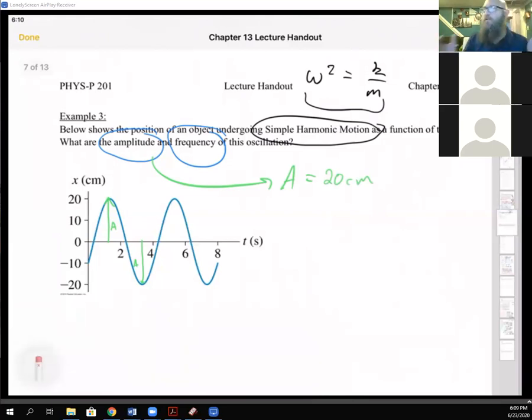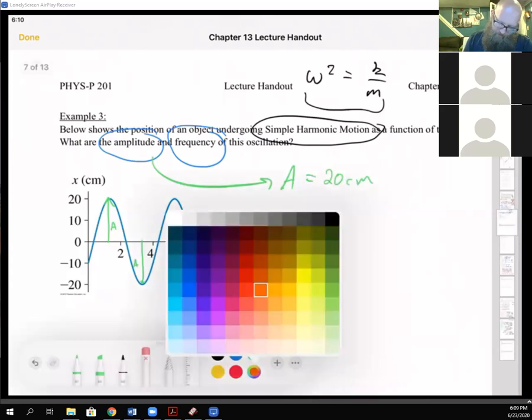Right? Read directly off the graph. And what's the frequency of the oscillation? Frequency I can't get directly off this graph, but I can get period, right? Remember, period is, yeah, that's fine.